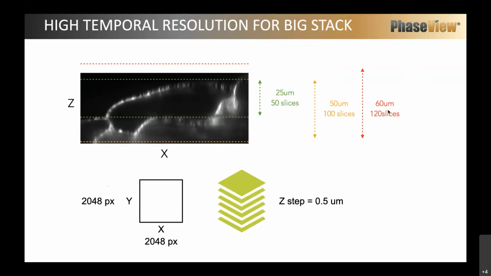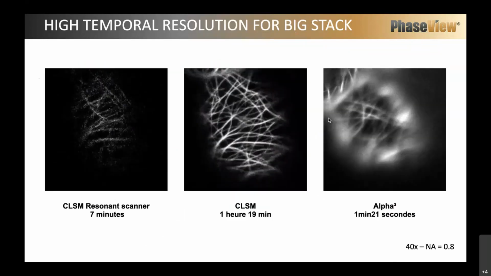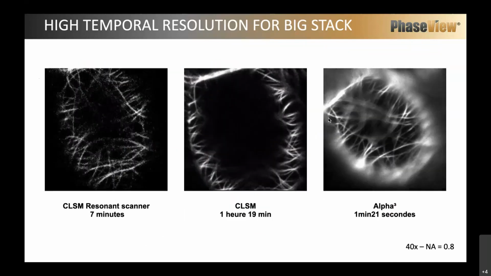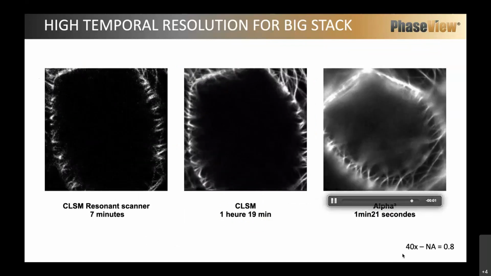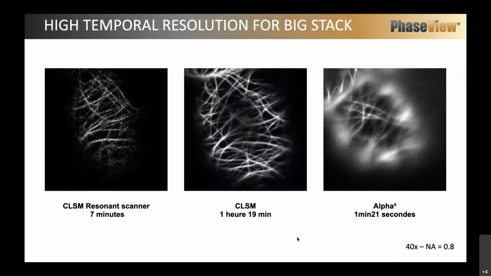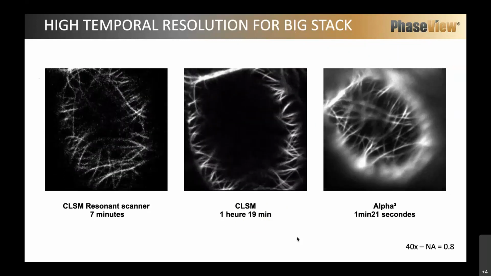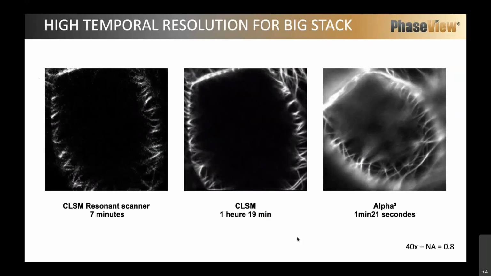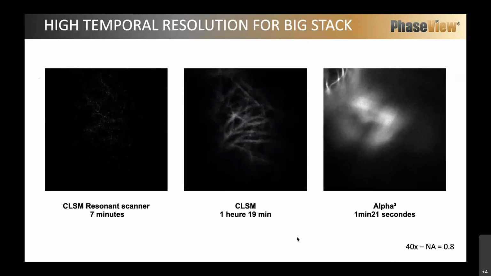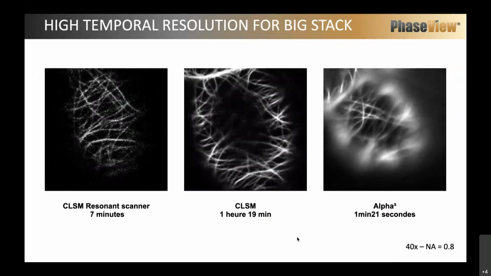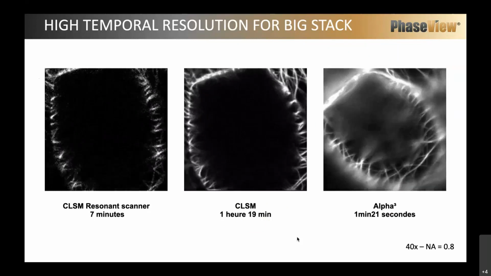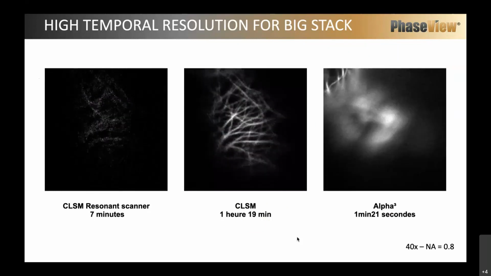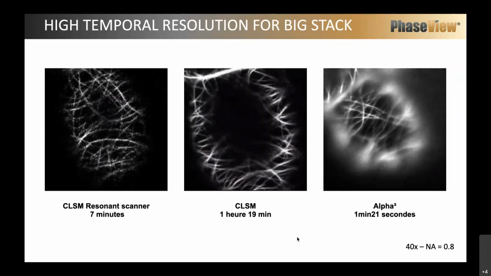Here you can see the difference between the light sheet microscope, the Alpha 3, and the other modalities. On the left, you can see the signal of microtubules for confocal with the resonant scanner on. In the middle, classical confocal microscopy. On the right, the image for the Alpha 3. Of course, it's a close-up of one cell in order to show you the signal.